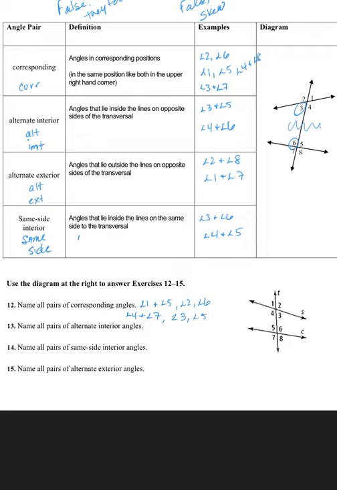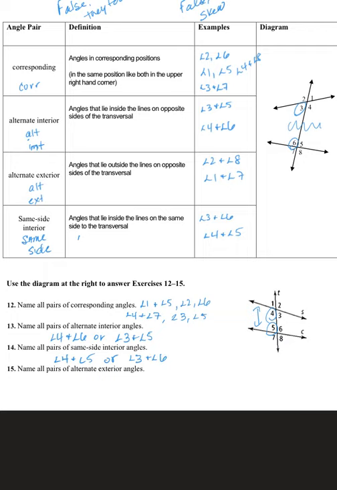All right, now we've got alternate interior, so that's inside the lines. So it's going to be inside the lines on opposite sides. So like angle 4 and angle 6, or 3 and 5. Notice I put the angle mark in front of every single number. All right, the next one talks about same side interior. So again, we're inside, but now we're on the same side. So angle 4 and angle 5, or the other side, angle 3 and angle 6.